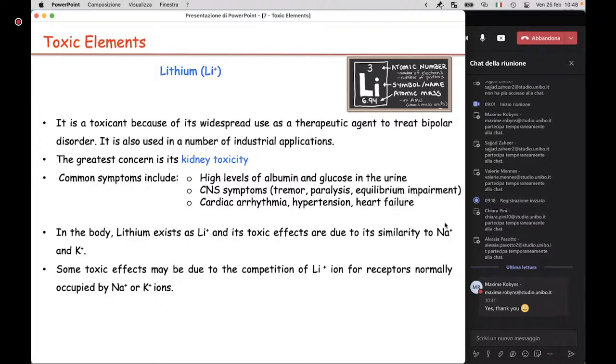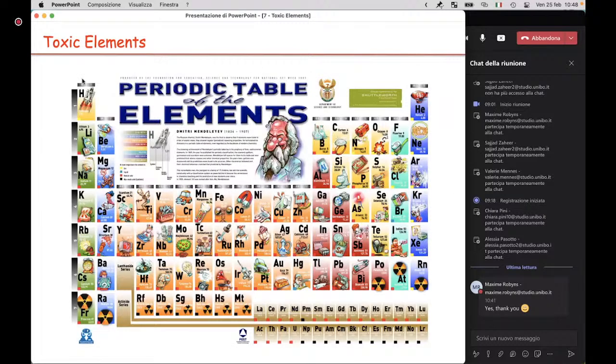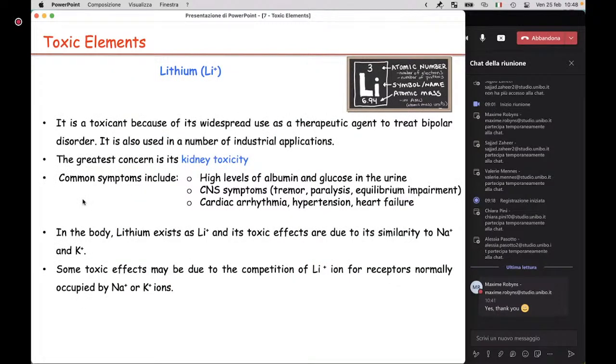I mentioned only similarity to sodium, but it is also similar to potassium, as it is written here, because they are from the same column, from the same group, sodium and potassium. So they have similar properties, okay? And so lithium can go, let's say, where sodium or potassium should be. And it has similar but not the same properties. And so its presence can modify both neural transmission and muscle transmission, and thus muscle contraction.